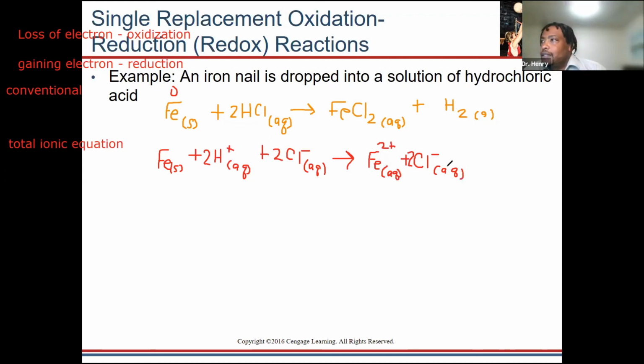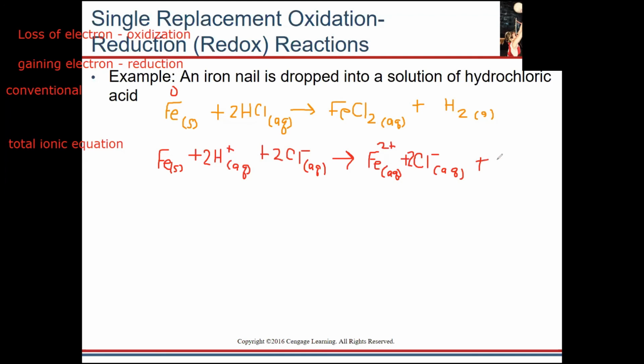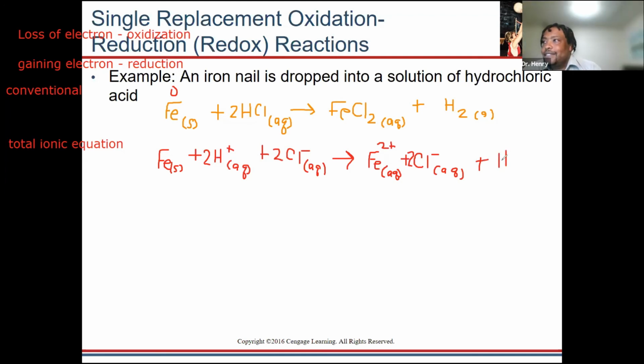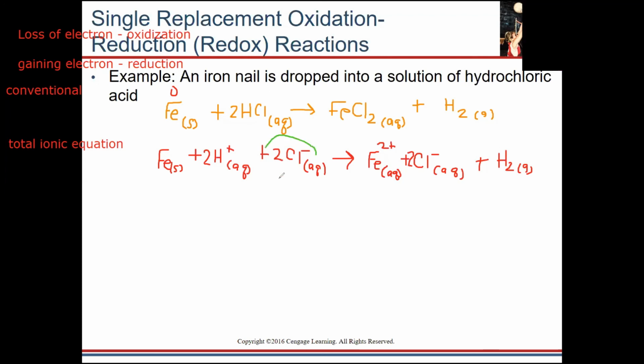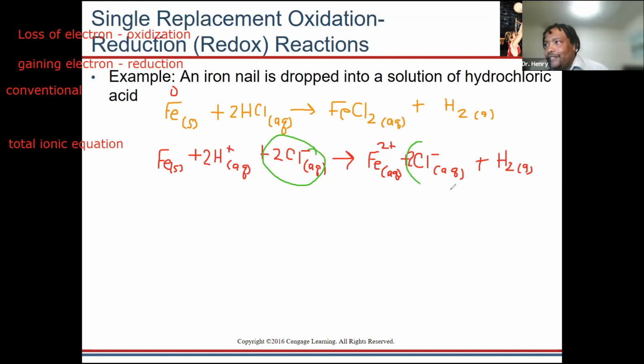Okay. And then what do we know about that hydrogen gas? Are we going to do anything with that? No, so we're going to leave it alone, right? Okay, so who are my spectators? 2 Cl. That's right, 2 Cl.